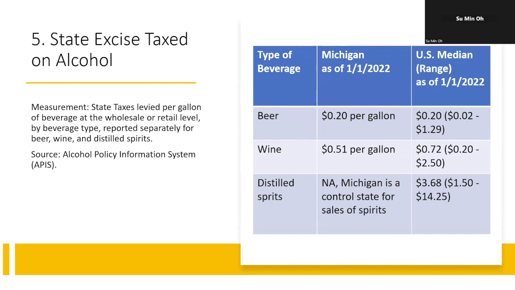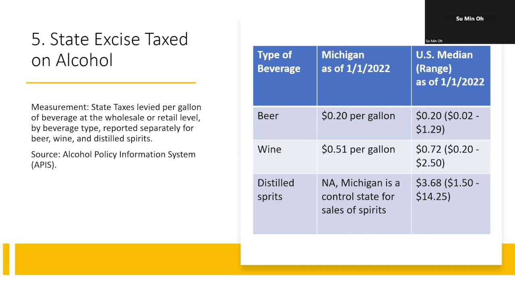So this will be the last alcohol indicator: the state excise tax on alcohol. The measurement is the state taxes levied per gallon of beverage at the wholesale or retail level by beverage type, reported separately for beer, wine, and distilled spirits. So I have the table showing both Michigan and the US median and the range of the tax for beer, wine, and distilled spirits.